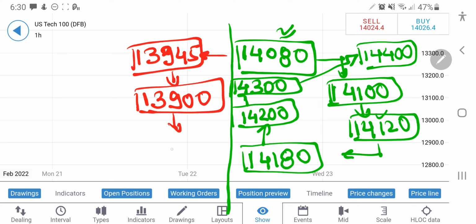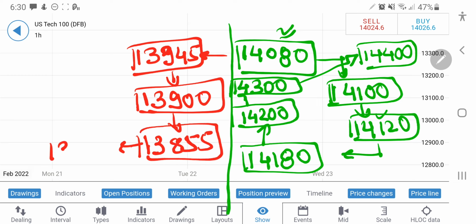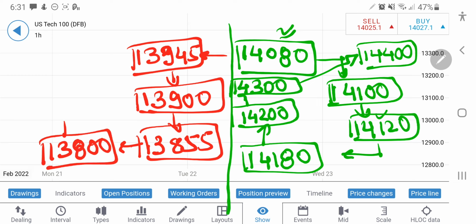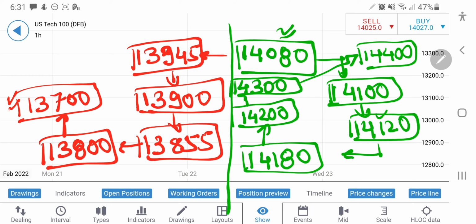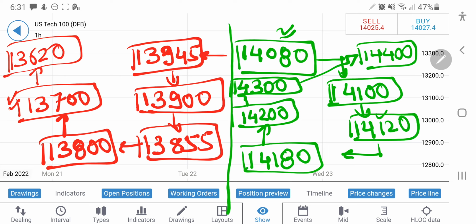After 13,900, it will try to hit 13,855, 13,800. Now once it breaks 13,800 today, it is directly going to hit towards 13,700 levels. This is going to be an important number for the day, 13,700, and breaking 13,700, we may see a stronger fall towards 13,620 levels, which may provide stronger support.